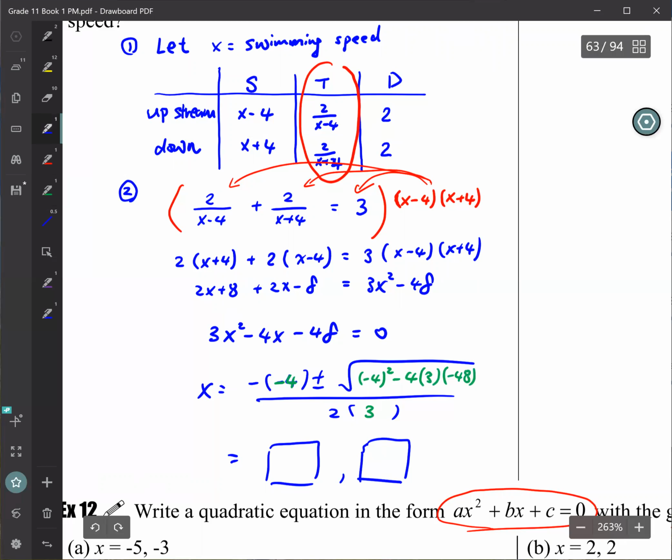Not yet. Okay. You guys, please raise your hand once you found the two answers. One answer using the plus, the other answer using the minus. And then once you get the two answers, think about which one should we keep? Which one should we reject?